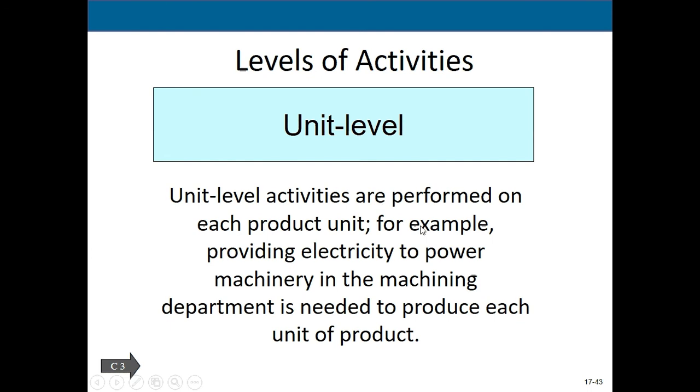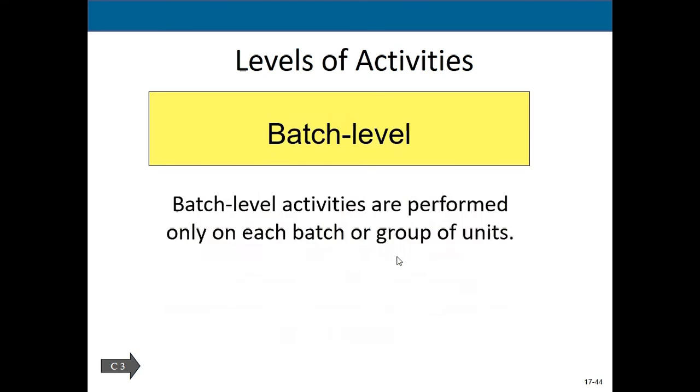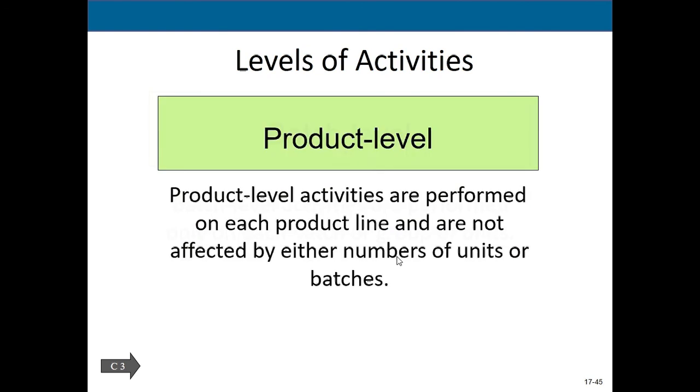Unit level activities are performed on each product unit, such as providing electricity to power the machinery. So if we were looking at the electricity, we'd say, you know what? That's a unit level activity. So let me group all of my unit level activities together. Batch level activities are the ones that are performed on each batch or group of units, kind of like setting up the machine to run several go-karts through at once. That would be a batch level type of activity.